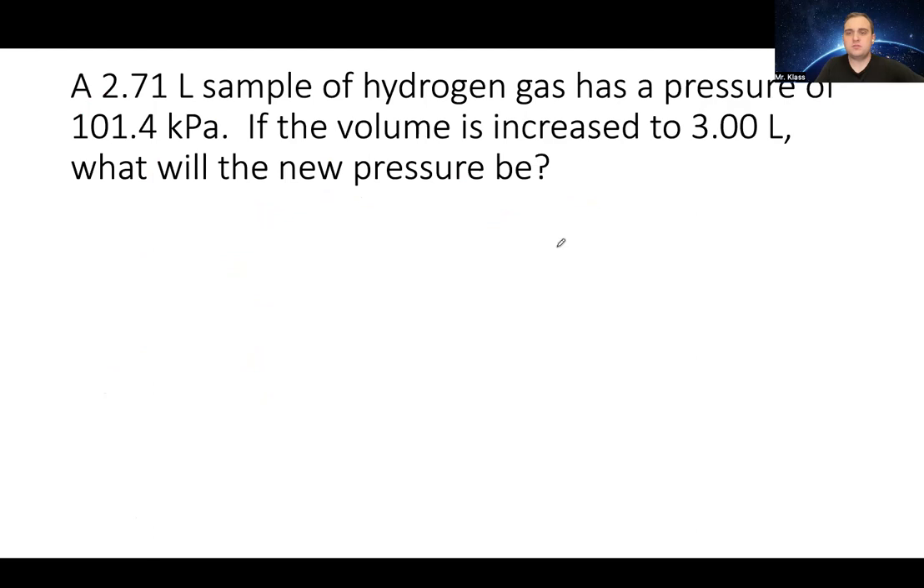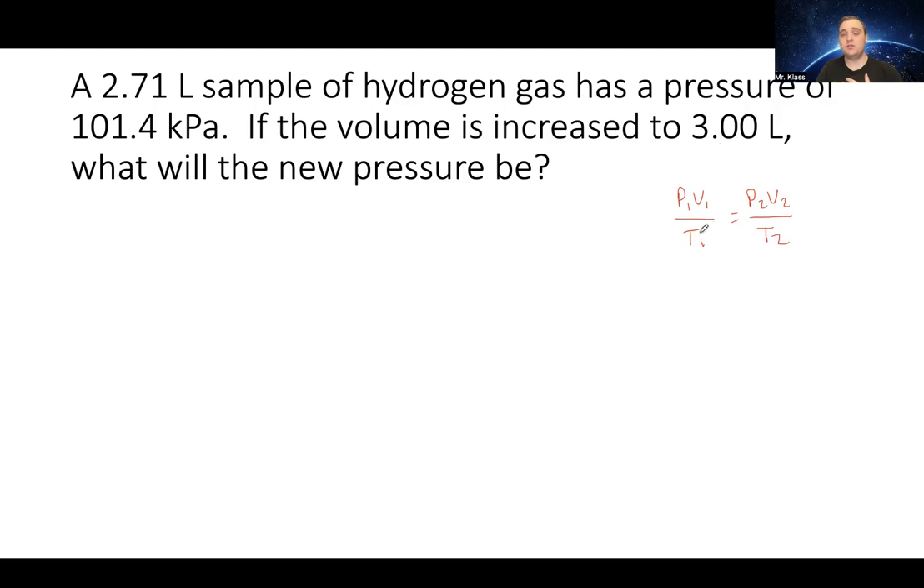So let's just try to do some practice on this. A 2.71 liter sample of hydrogen gas has a pressure of 101.4 kilopascals. If the volume is increased to 3 liters, what will the new pressure be? Now notice they don't talk about temperature here. So if we go P1 V1 over T1 equals P2 V2 over T2, we can assume here that the temperature remains constant because it hasn't indicated any temperature change.